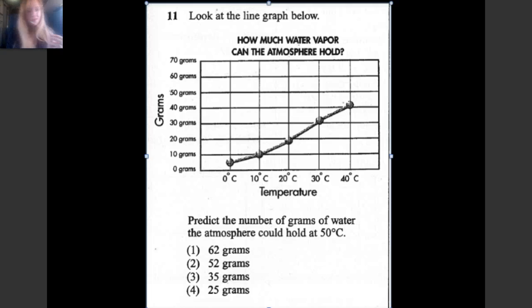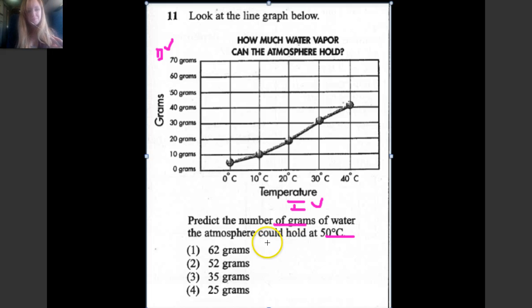All right. Look at number 11, the line graph below. How much water vapor can the atmosphere hold? Grams, which is the cause, or the DV, the temperature. So the temperature is the IV, so the temperature affects how many grams of water vapor the atmosphere can hold. Predict the number of grams of water vapor the atmosphere can hold at 50 degrees Celsius.